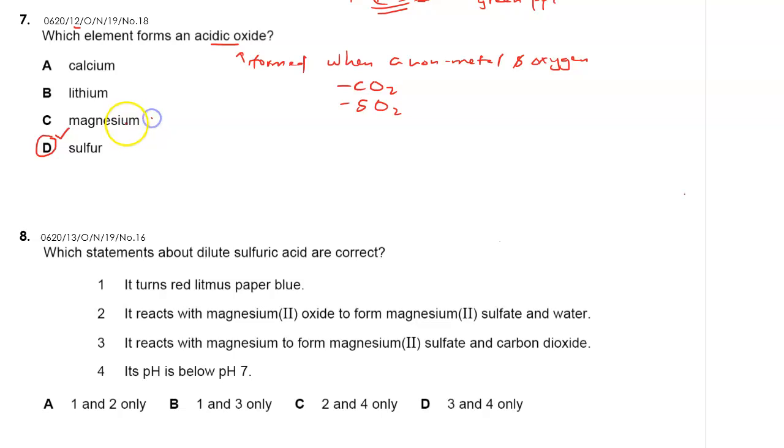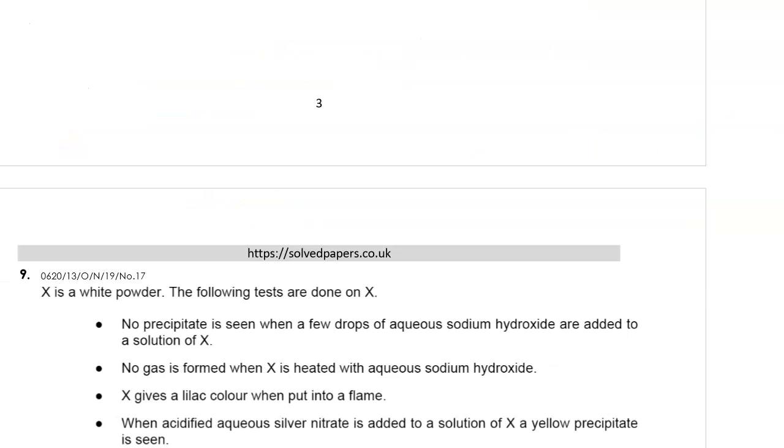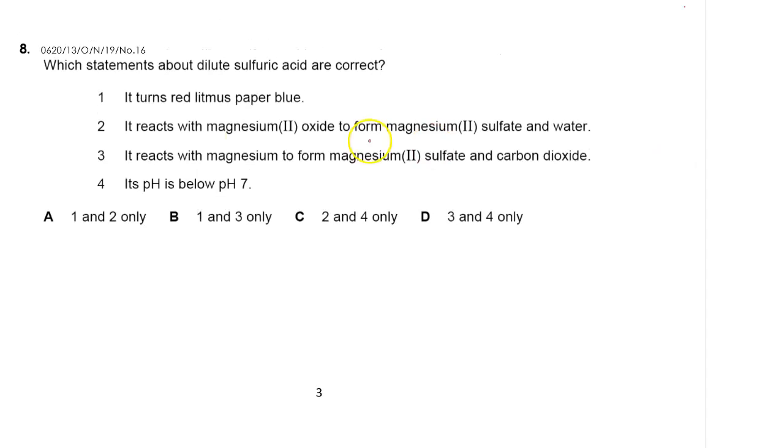All these are metals: magnesium, lithium, calcium. These are metals, and these form basic oxides. So the answer there is D. Number 8 is from variant 1-3, and this is question number 16.